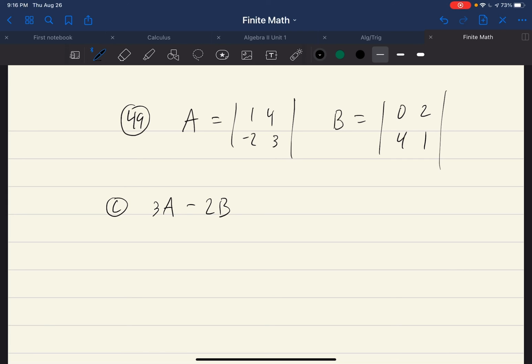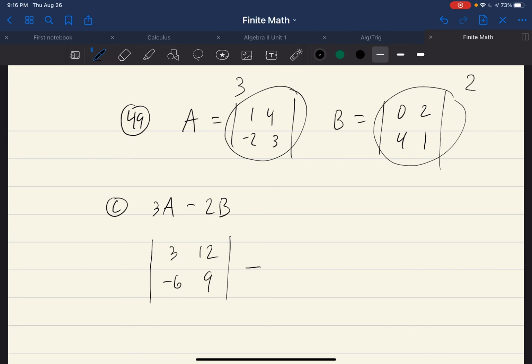So it would look something like this. 3, 12, -6, and 9. Hopefully I did that right. So I multiplied everything here by 3, all the parts in there. And my math is correct, I believe. Yes. Then it says minus, and then you're multiplying all the parts here by 2. So you have 0, 4, 8, and 2. And then you would go ahead and subtract them.